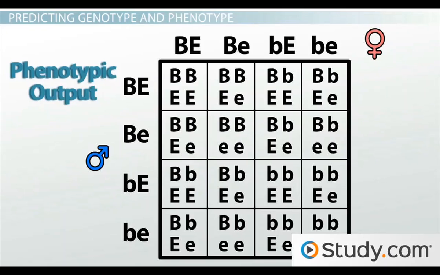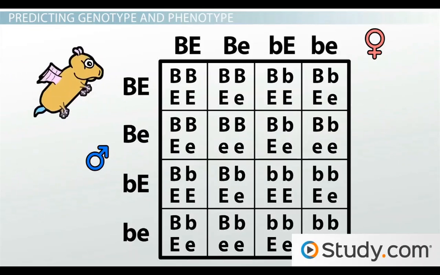So all we have to do is go through and figure out what phenotype each of these genotypes is going to produce. Now, big B, for instance, is going to produce a brown coat. Big E is going to produce little ears. So let's go through all 16 boxes here and figure out what phenotype we'd expect to see for each of these hamsters. Don't forget to keep in mind, though, that we established that the big B allele is dominant over the little b allele, and that the big E allele is dominant over the little e allele.